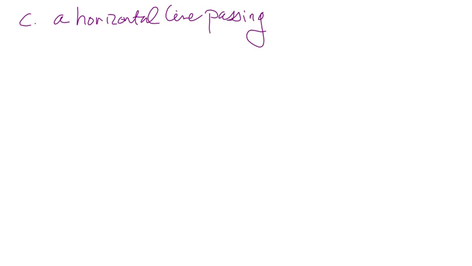Okay, C, a horizontal line passing through 6, negative 8. And we want this in slope y-intercept form.